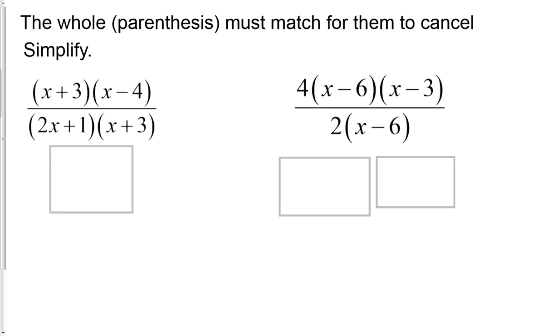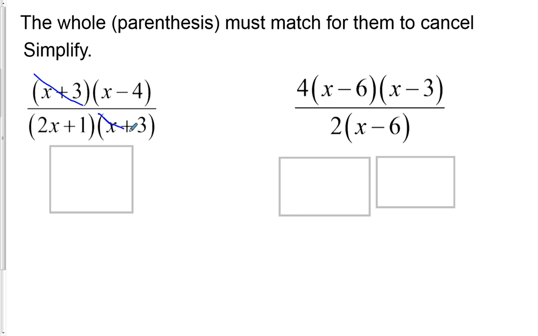Now make sure everything in the parentheses match. So if I have an x minus 4 and x plus 4 in different positions, one's on top, one's on bottom, because plus and minus aren't the same, they wouldn't cancel. If I had an x squared plus 1 and an x plus 1, again, those don't cancel. So I made it so that they're already broken down for you. We didn't have to factor, but you're looking, I got x plus 3, x minus 4 over 2x plus 1, x plus 3.